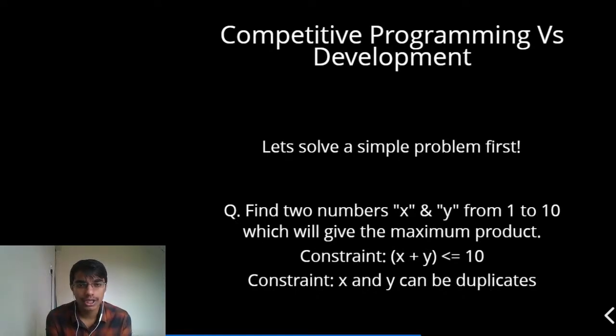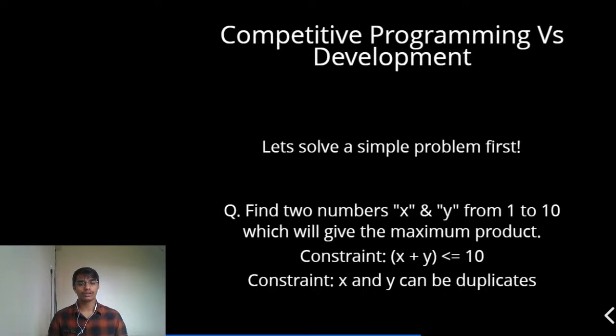The question is, find two numbers x and y from 1 to 10, which will give the maximum product. So you have to choose any two numbers between 1 to 10, and the product should be maximum. Suppose 7 into 8 is 56, which is less than 9 into 9. So 9 into 9 is the answer. But we have a constraint here, that x plus y should be less than or equal to 10. So for example, if you are using 9, the other number cannot be 9. The sum should be less than or equal to 10.